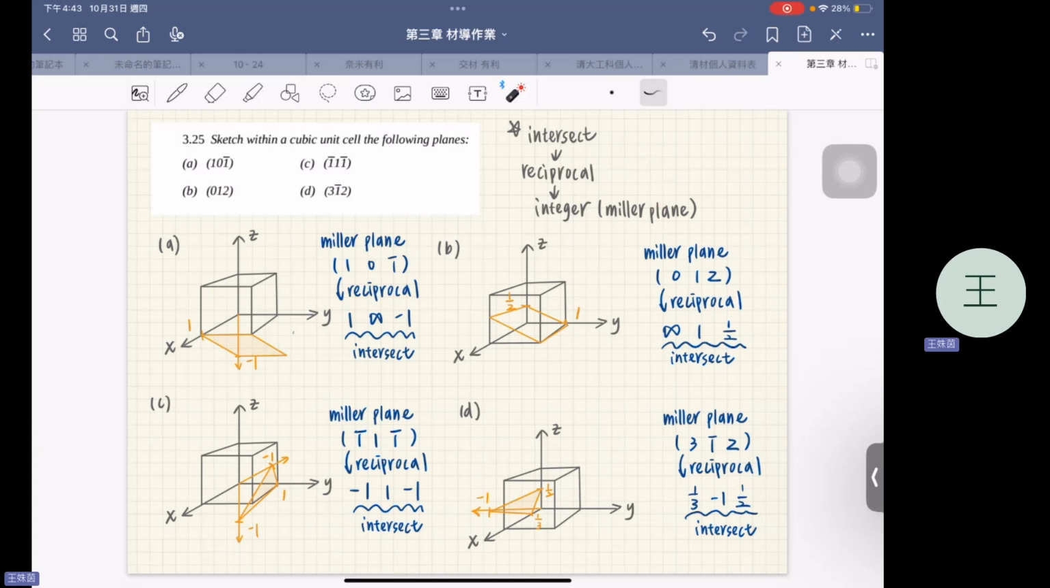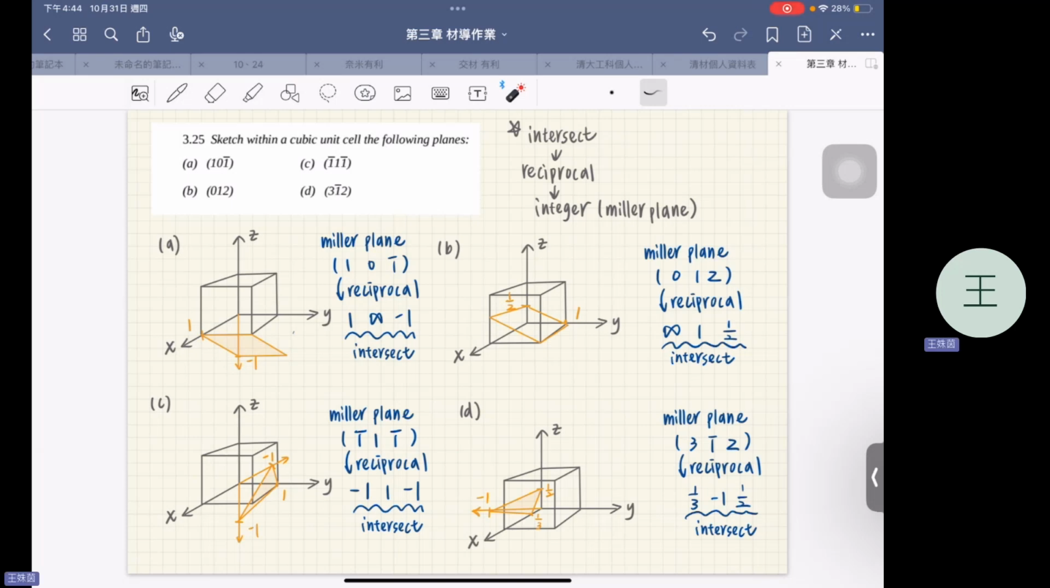Okay, so first we know the middle plane is 1, 0, minus 1. So we do it back to the reciprocal, and then we know it's 1, infinity, minus 1. Okay, so this is the intercept for x, y, and z. So for x, it's 1. For z, it's minus 1. And for y, there's no intercept because it's infinity. Okay, so the plane will look like this.